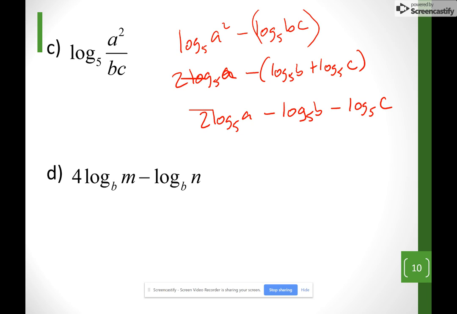Lastly, let me condense example D. My powered, I'm going to bring it to the front. So I have log base b of m to the fourth minus log base b of n. It's a minus, so I can condense this as log base b of m to the fourth over n.